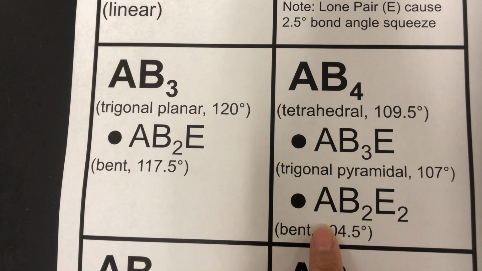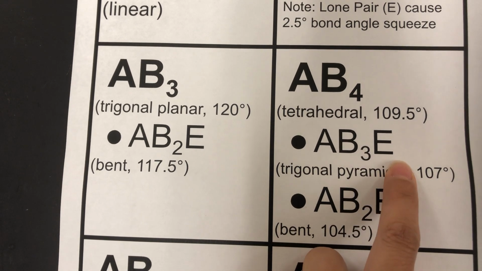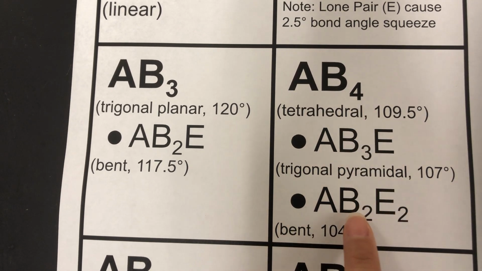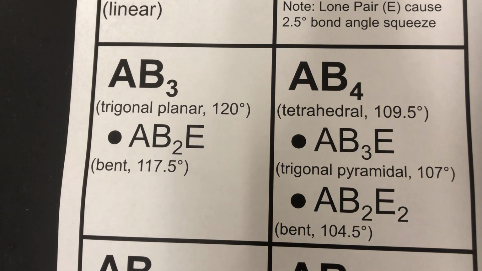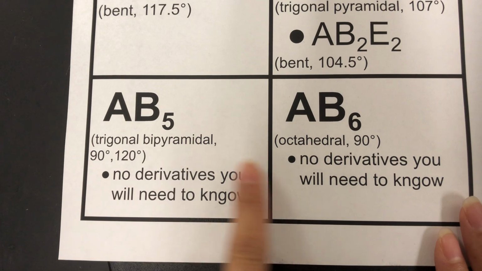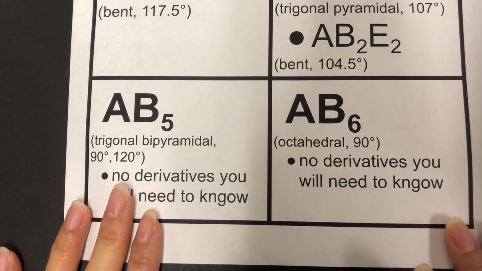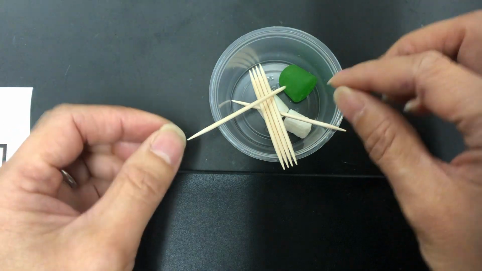And in those different geometric shapes, it is rooted from the AB4. Notice 3 plus 1 gives you 4. Notice 2 plus 2 gives you 4. So the root shape is AB4. We will not be responsible for AB5 derivatives nor AB6 derivatives, but we should know AB5 and AB6. So let's go ahead and create each of those shapes and their derivatives.